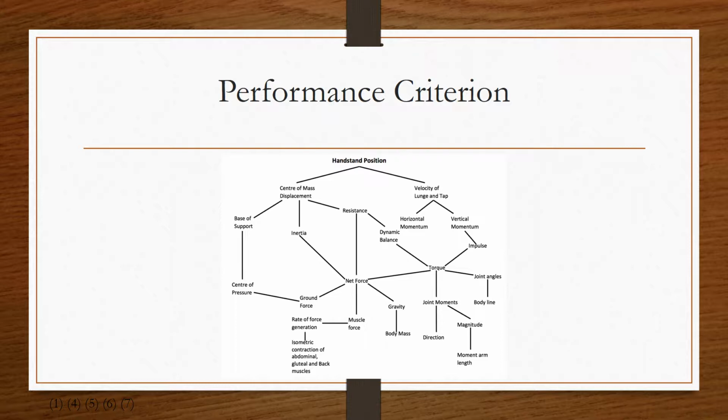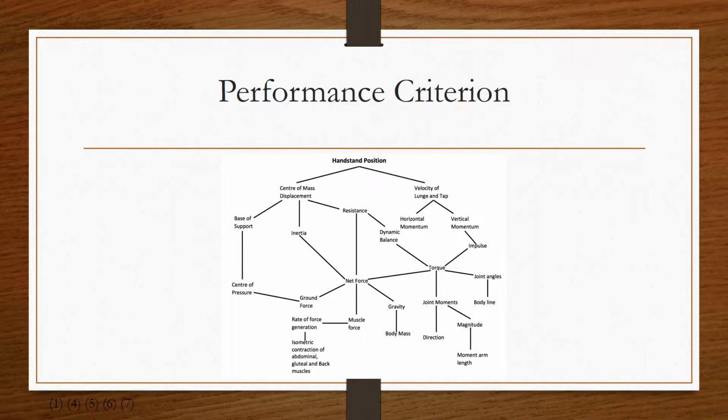The velocity of the lunge and tap motion is a key component, as this is the force generation phase of the movement, which allows for the transition of the base support from the feet to the hands. If the movement is too slow, not enough force will be generated to create an impulse strong enough to change the horizontal momentum begun by the lunge motion to the vertical momentum required to change the base support.